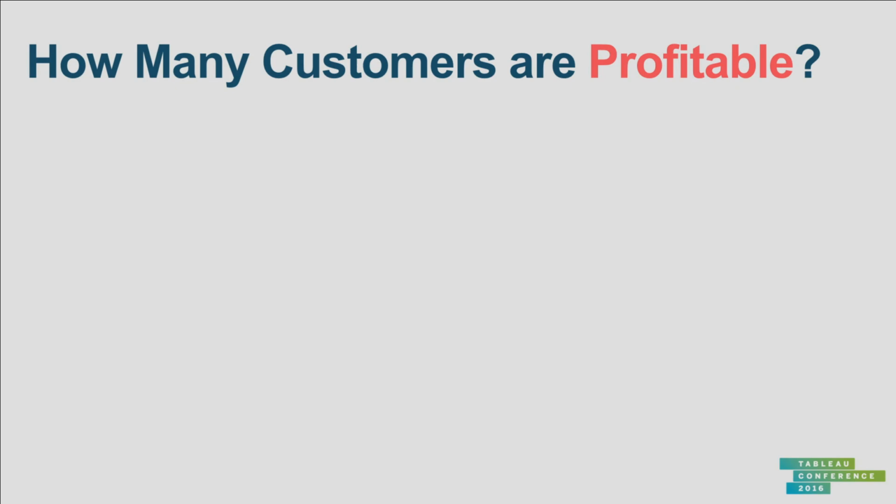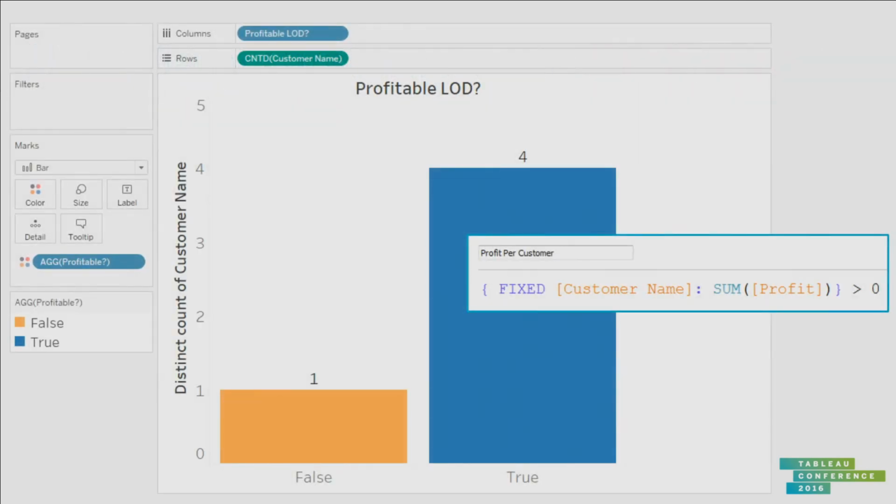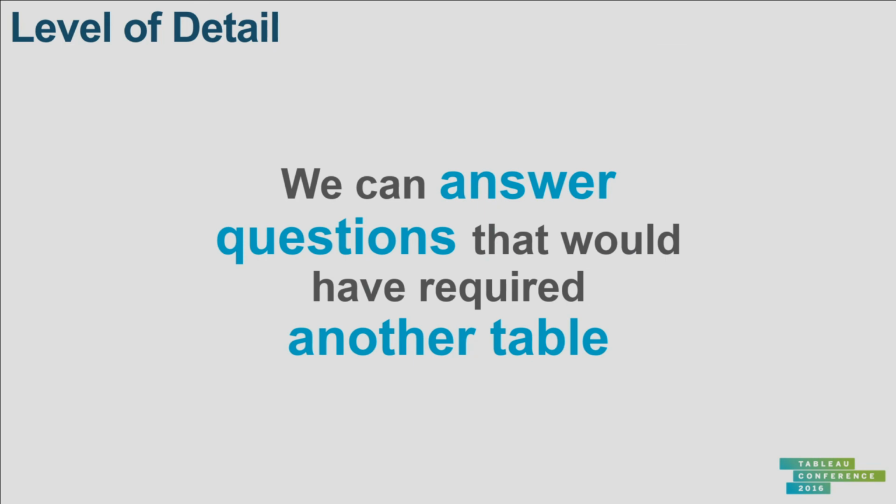So going back to our original question, bringing out our profitable LOD onto the view, and then grabbing a count distinct of customer name, our view is still at the level of detail of our entire data set. But with this additional logic that we built in our calculation, it then runs each of my customer names, sees if they fail or pass this test, and returns a count of them. So with level of detail expressions, we can answer questions that ordinarily would have required another table.